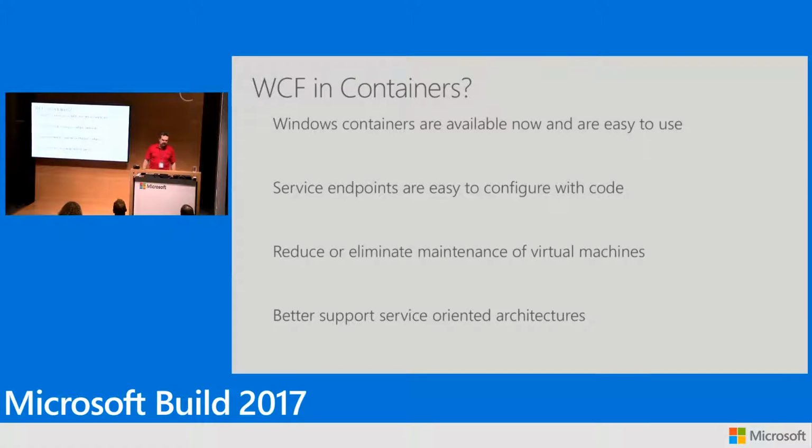There we go. So Windows containers are available now. They're easy to use. Make sure you have a fat network pipe the first time you do a pull on Windows Server Core. It's going to take you a while. Service endpoints, of course, with Docker are easy to configure with code, and we already know how to configure service endpoints in WCF. So let's put those together. Let's put our peanut butter with our chocolate and make that all work.